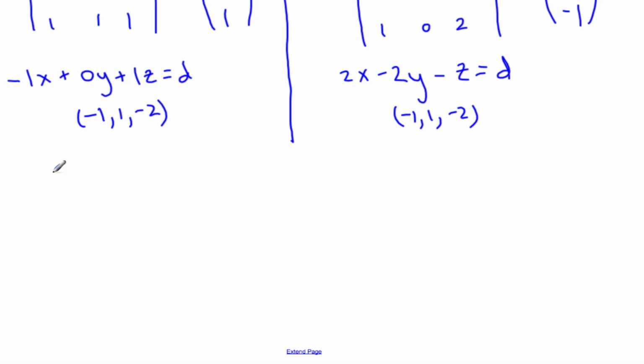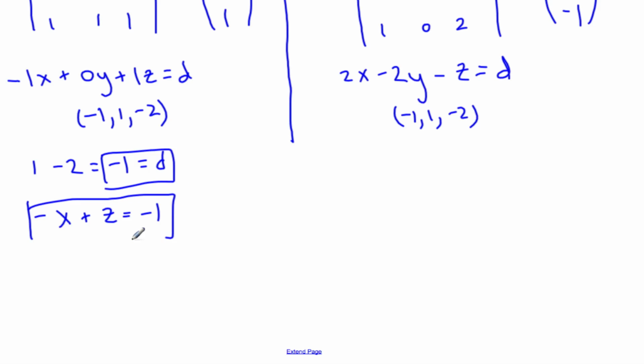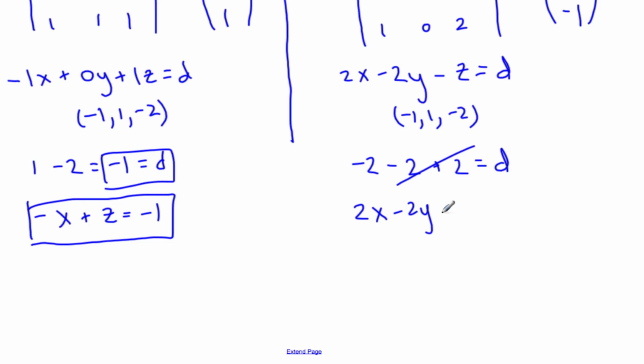Now we'll go find d. So that will be 1 when I plug in negative 1. That's 0, of course, and then minus 2 will be minus 1 equals d. So this plane is minus x plus z is equal to minus 1. That's this plane. And then this one, minus 2, minus 2 again, plus 2 equals d. Those will go, and we'll be left with minus 2 equals d, which means the plane is 2x minus 2y minus z is equal to minus 2.